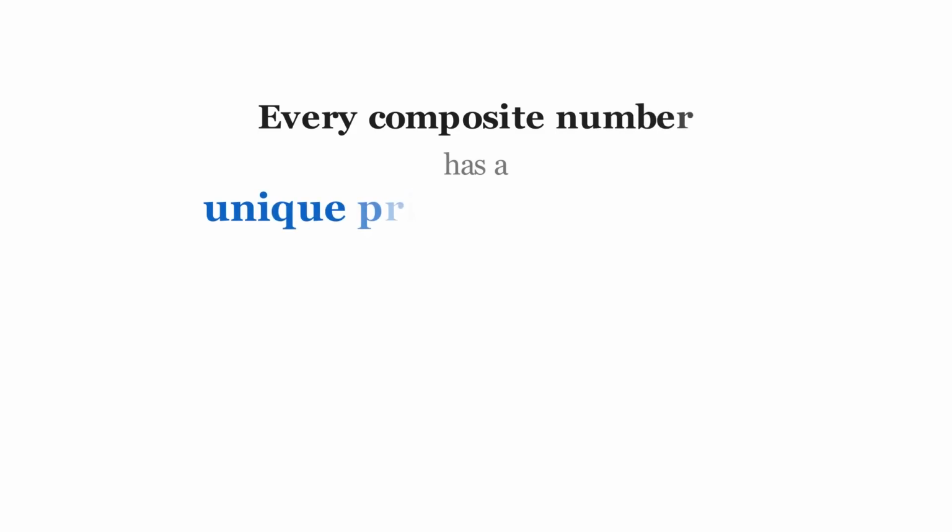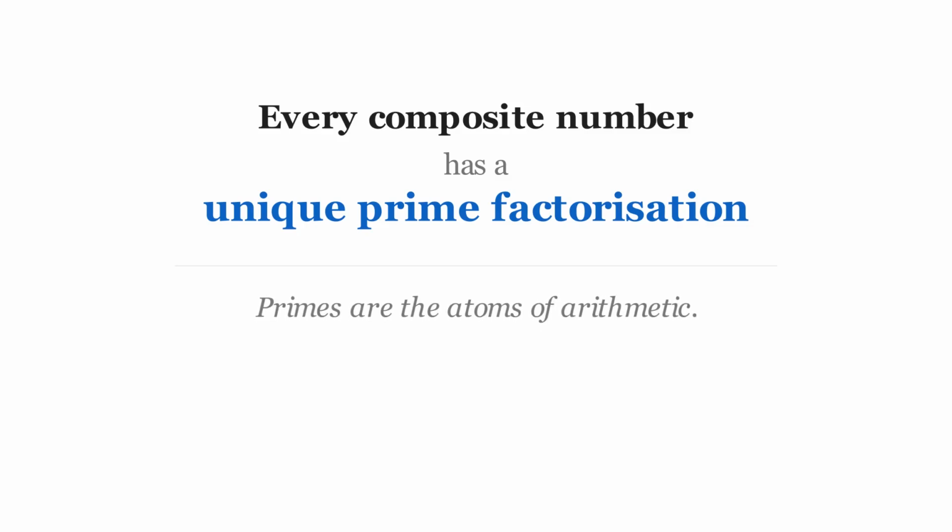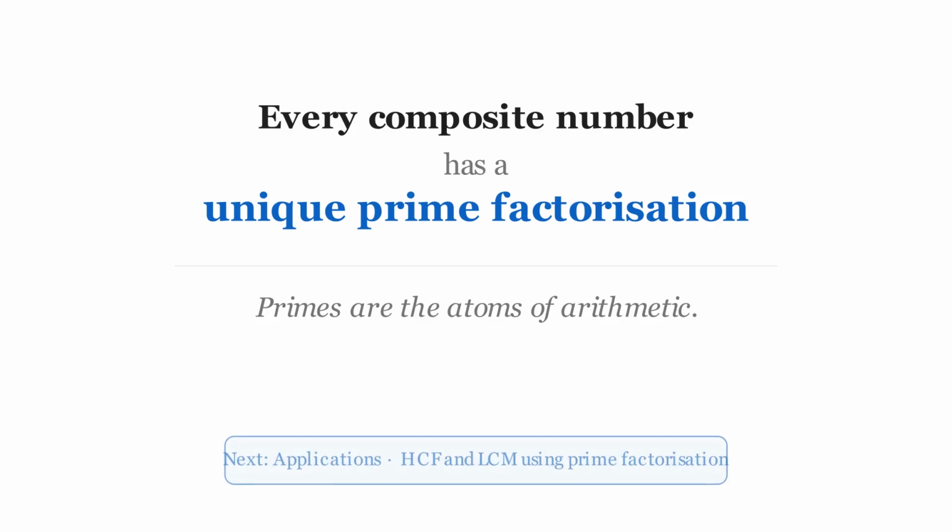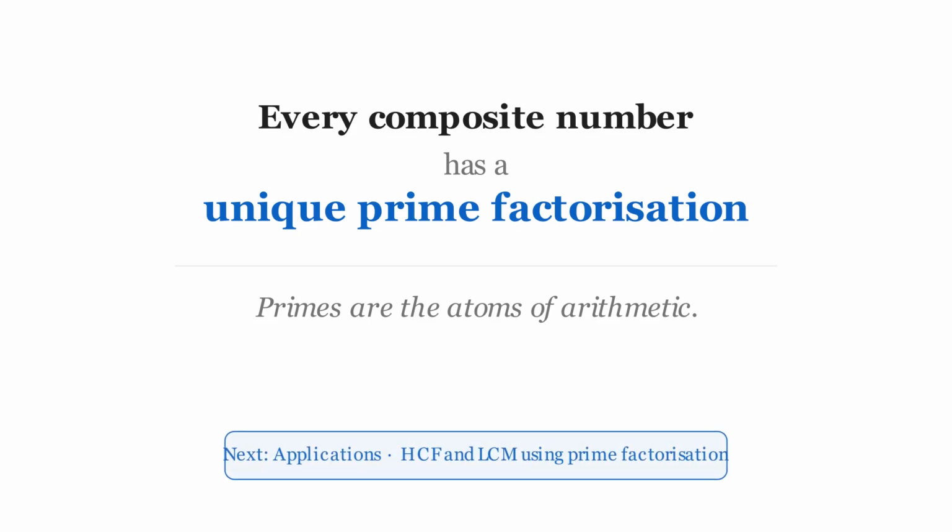To summarize, the fundamental theorem of arithmetic guarantees that every composite number has a unique prime factorization. Primes are the indivisible atoms of arithmetic. Every composite number is built from primes in exactly one way. In the next sections, we will use this theorem to compute HCF and LCM and to explore further properties of numbers.